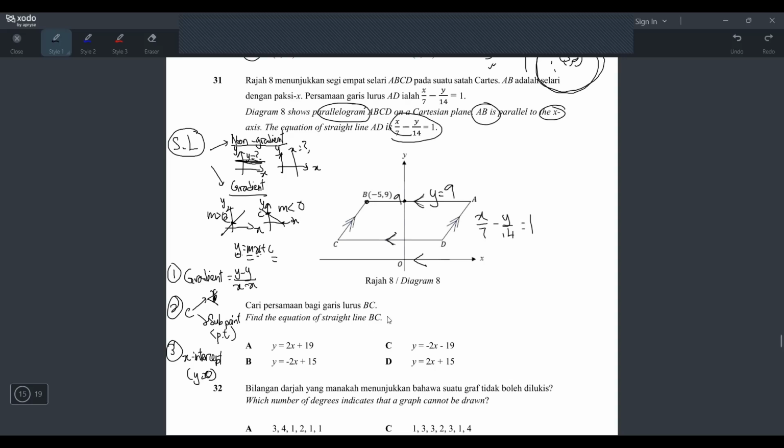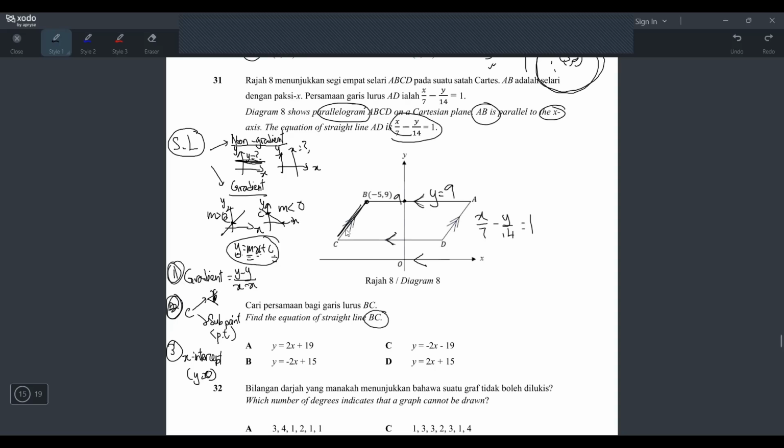Find the equation of straight line BC. It means I want the BC equation. Okay, you tell me. Is BC a gradient line or non-gradient line? It's a gradient line. So if it's a gradient line, how do we find the equation? It will be y equals mx plus c. How to find m and c? Let me show you. Step 1, find the gradient. Gradient means m. You have to take 2 coordinates. And then step 2, if you want to find c, you use your eyes to look. If you can't, you have to substitute a point.